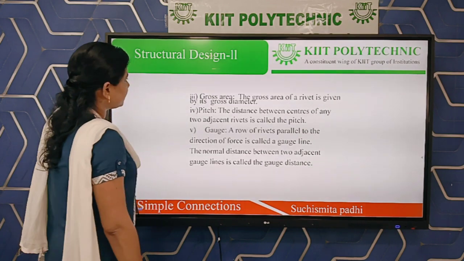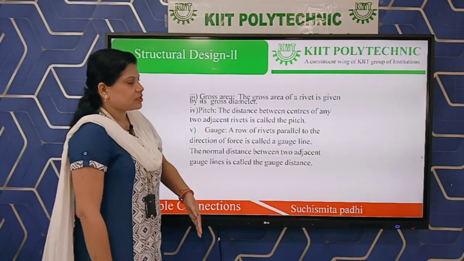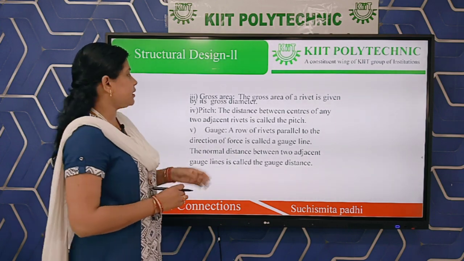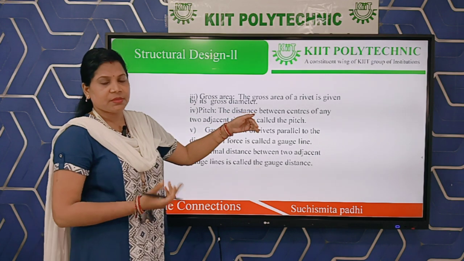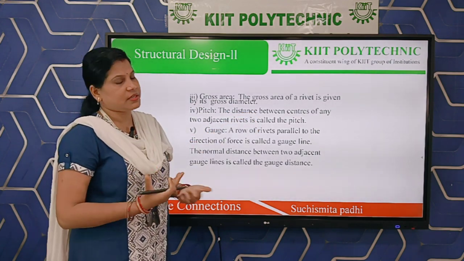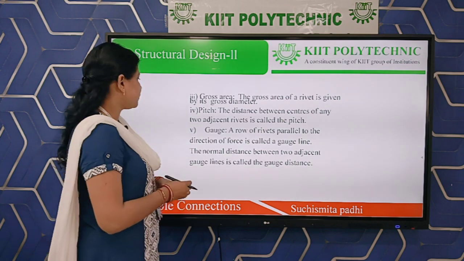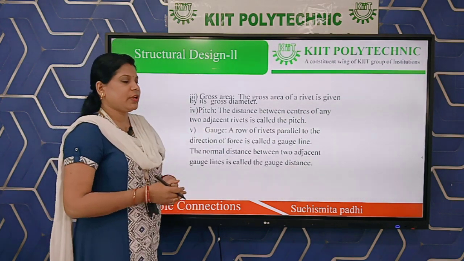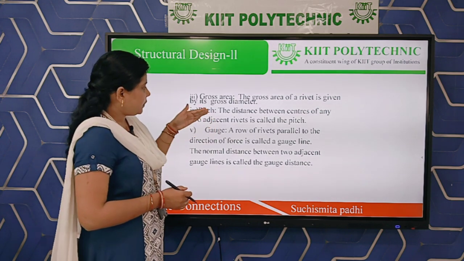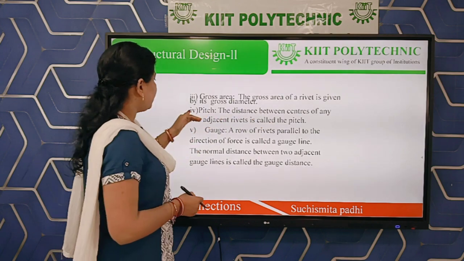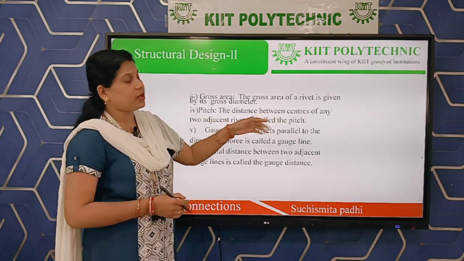Next technical term is gross area. When we are calculating the area by using the gross diameter, that is known as gross area. Similarly, when you are using the nominal diameter for calculating area, that is known as nominal area. Next is pitch, which is very important. The distance between centers of any two adjacent rivets is called the pitch.